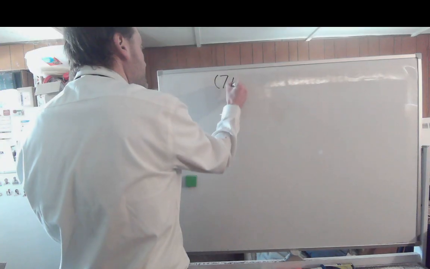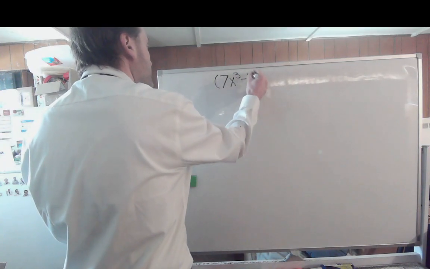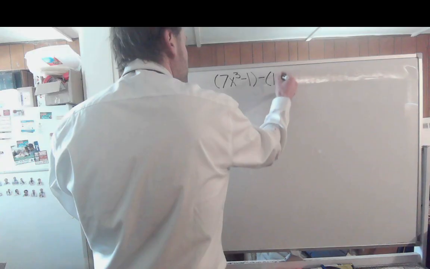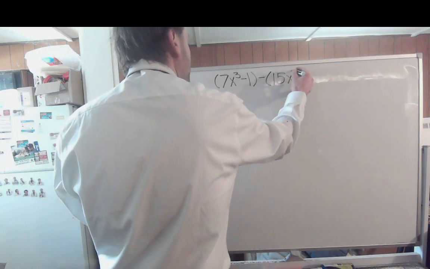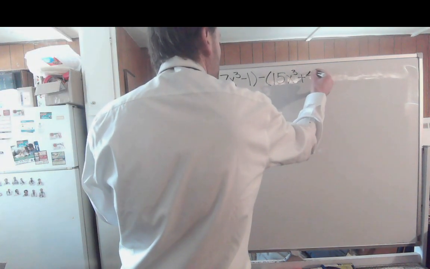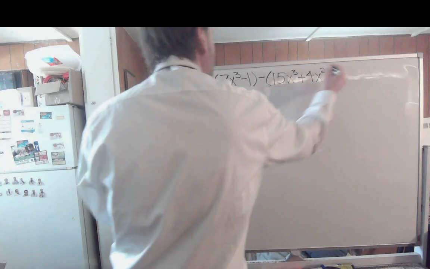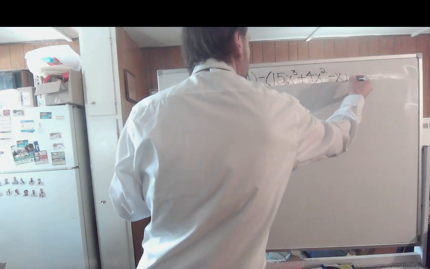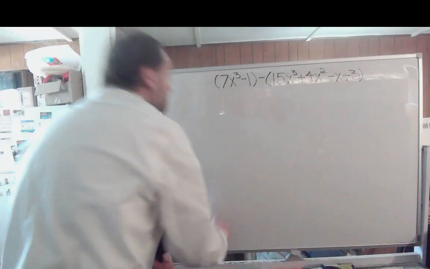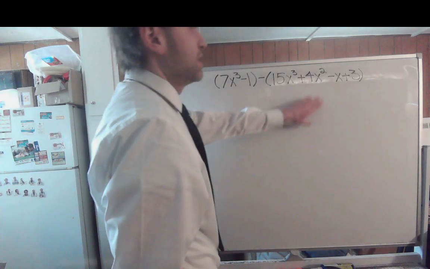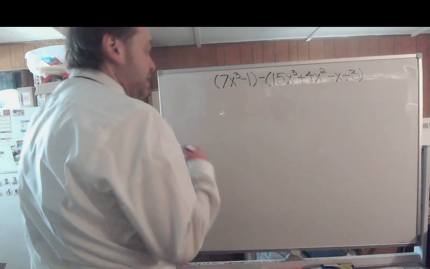Alright, 7x to the third minus 1, that quantity, minus 15x to the third plus 4x squared minus x plus 3. So we have 7x to the third minus 1, that quantity, minus the quantity of 15x to the third plus 4x squared minus x plus 3.